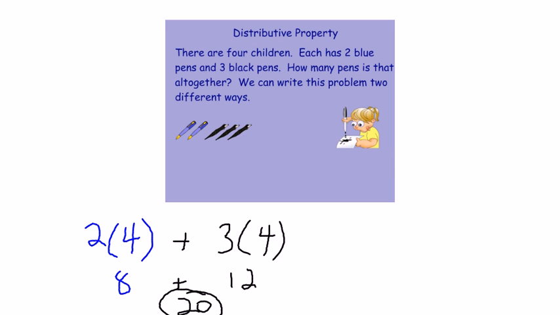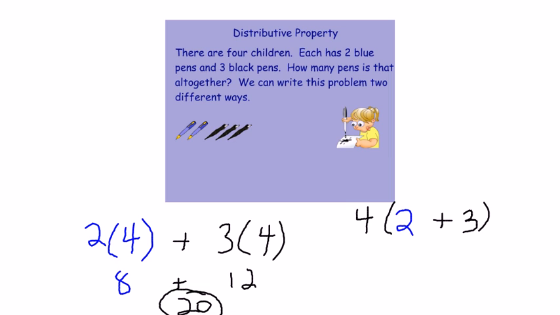Now we can also set up this simple expression in another way. We could say that each child has 2 blue pens and 3 black pens. And to figure out the total number of pens, we would take this amount and multiply it by 4, because there are 4 children.